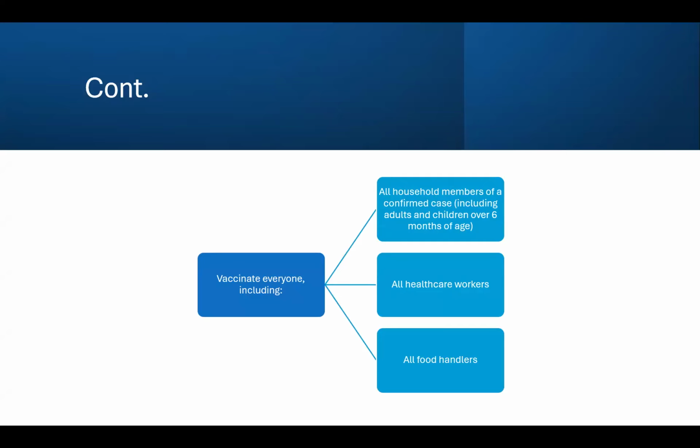So, who should be vaccinated? Everyone should be vaccinated, including, in cases of spread of typhoid, all household members of a confirmed case, including adults and children over 6 months of age, all healthcare workers, and all food handlers.